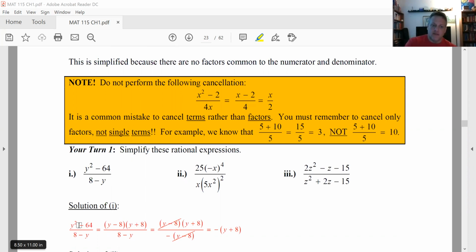So I'm going to rewrite the top as y minus 8 times y plus 8 using the difference of squares formula. And now you'll say, oh, I can get rid of the y minus 8 in the bottom. Not quite yet, because the terms are in the reverse order. And so what you have to do before you cancel that is pull out a -1 from one of them. Not both, but just one of them.